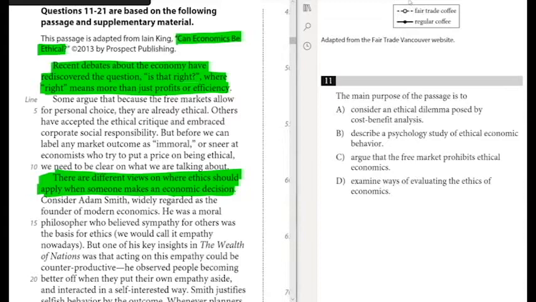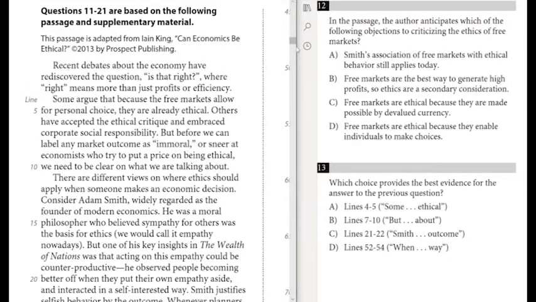Examine ways of evaluating the ethics of economics. Question 12 is a great example of how we often think the SAT wants us to think about certain things, but instead it's really asking us to point out quotes. So for instance, here the author is anticipating objections to criticizing the ethics of free markets. So where are we specifically seeing that, as opposed to reading the question and thinking to ourselves, where might the author be thinking of doing something like this? Everything is super literal on the SAT.